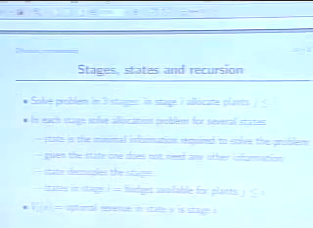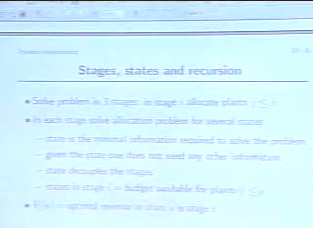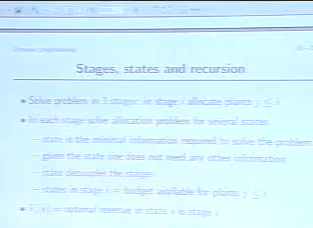So we're going to pretend as if we're going to solve this problem in 3 stages. This is completely artificial. This construction of trying to solve this problem in 3 stages is my construction. It's not that the problem should be solved in that way. It's simply that if you want to think about it in dynamic programming, this is how we're going to do it.